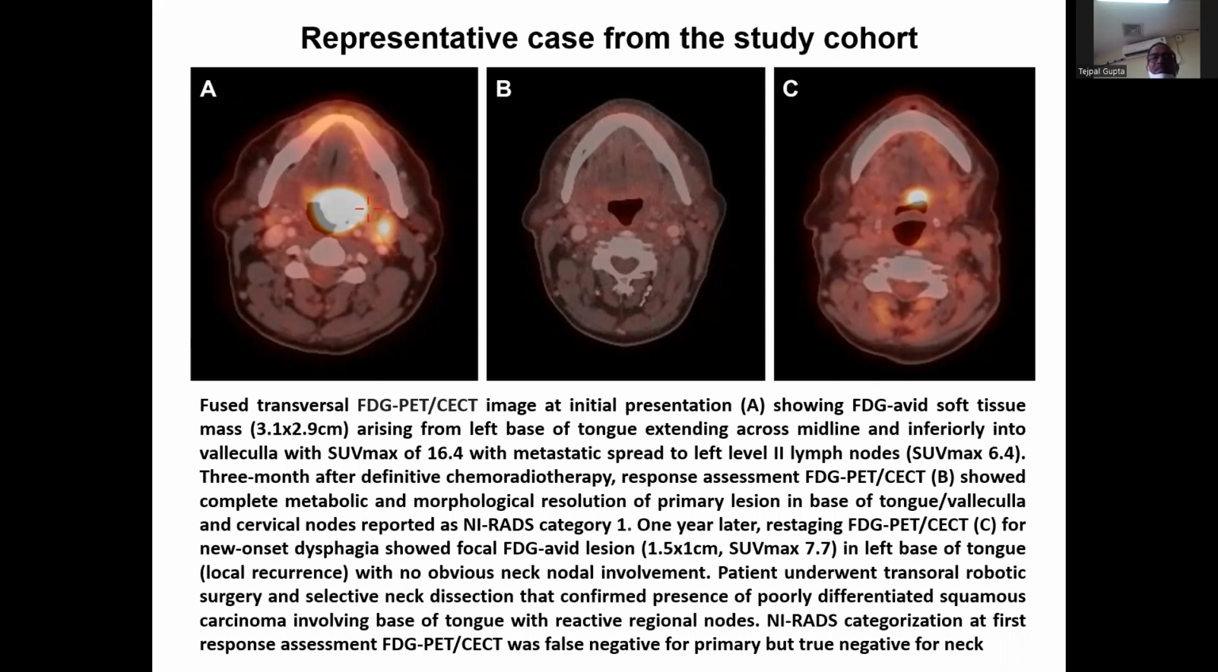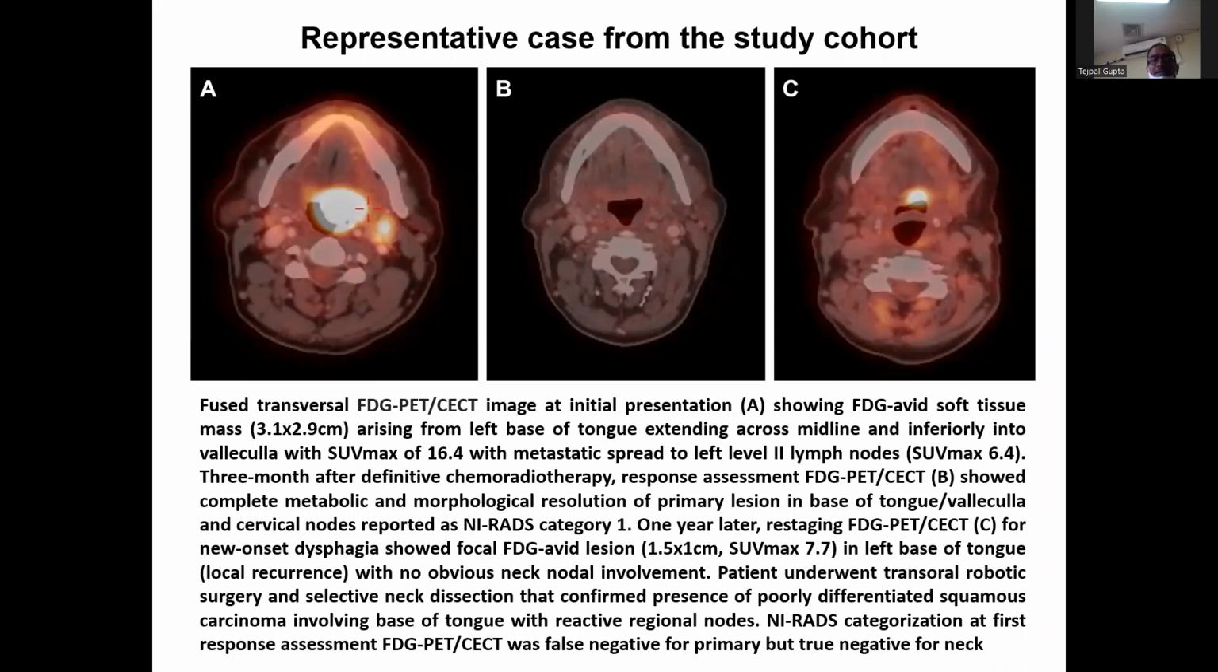However, 1 year later, there was new onset dysphagia for which he underwent a restaging PET CT that showed a focal FDG avid lesion in the left base of tongue. So essentially, there was a local recurrence. However, the PET did not show any obvious neck nodal involvement. This patient underwent a TORS and selective neck dissection, which confirmed the presence of poorly differentiated squamous carcinoma involving the base of tongue, but all the regional nodes were reactive.